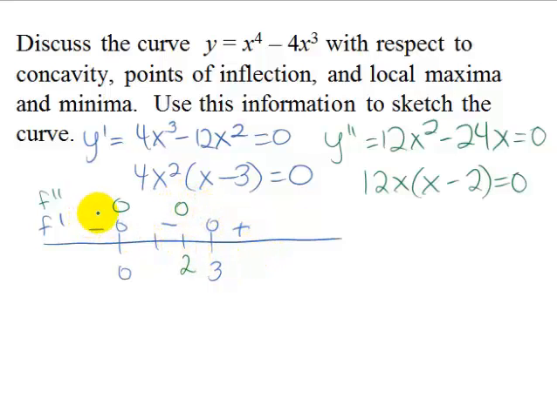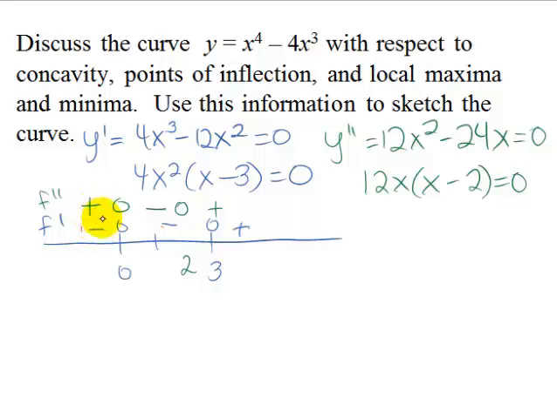If I tested points in these intervals, if I try -1 in the second derivative, this is negative and this is negative, so this is going to be positive. If I try a number between 0 and 2, so I'll try 1, this is going to be positive and negative, so negative. And if I try 3, this is positive and positive, so positive. Now let's see what this tells us. This tells us concave up until 0, there's an inflection point, and then it's concave down until 2, and there's another inflection point, and it goes to concave up.